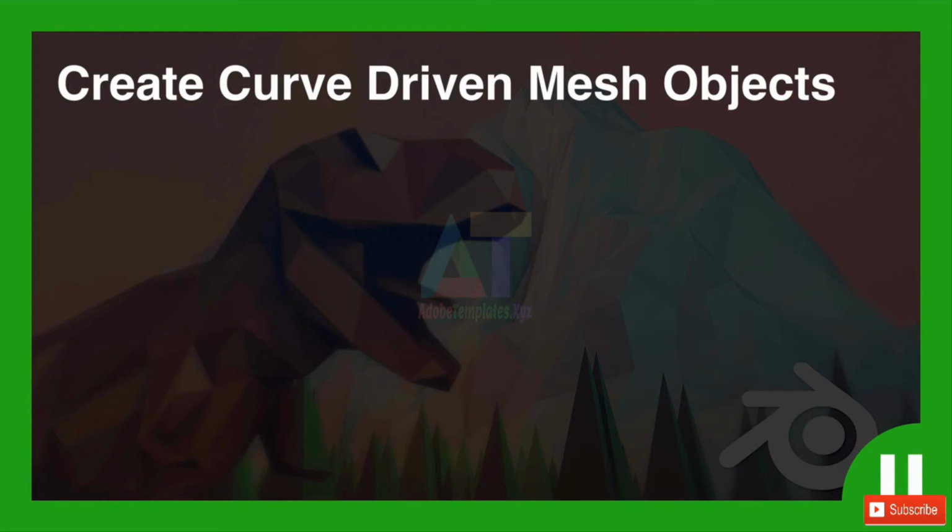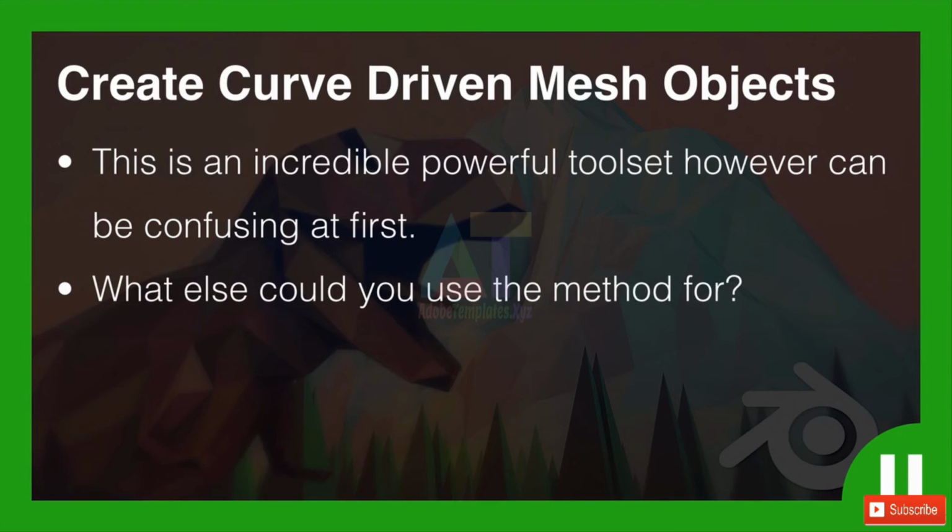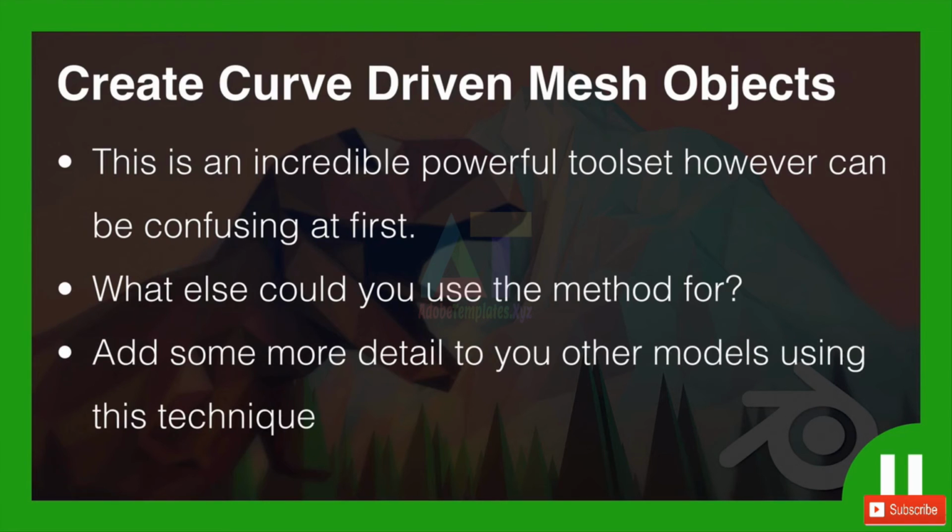Okay guys, it's challenge time. I'd like you to create curve-driven mesh objects. This is an incredibly powerful tool set, however it can be confusing and a little frustrating, so we really need to nail this. What else do you think you could use this method for? I'm going to throw one in there straight away: a wobbly path winding through a woodland, something along those lines. A brick path, obviously. Maybe even the yellow brick road, who knows? So go ahead and add some more detail to your other models using this technique. Pause the video now and give that a go.